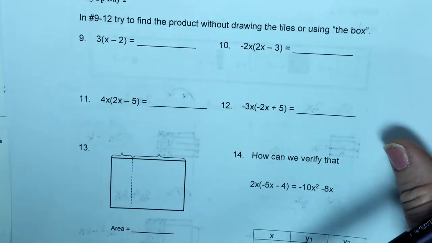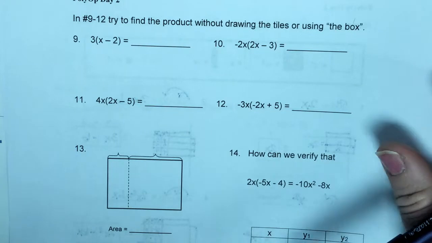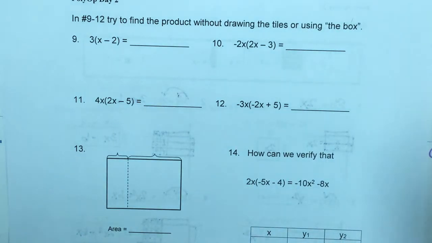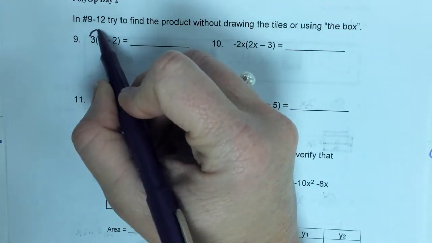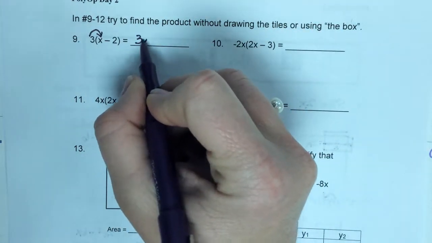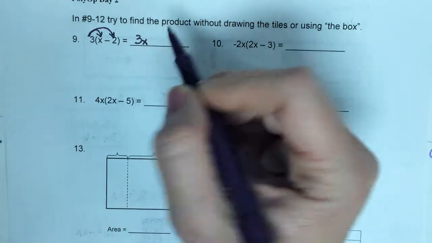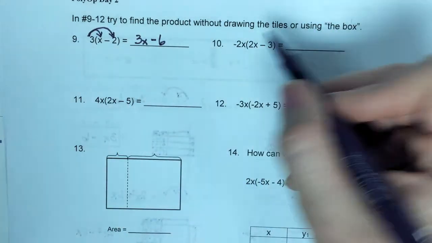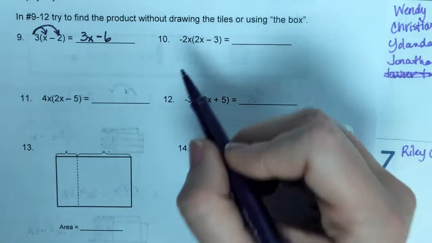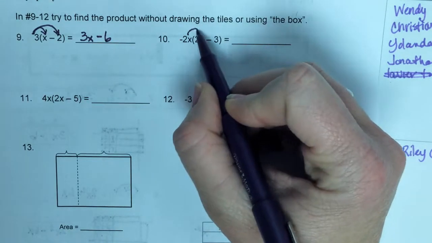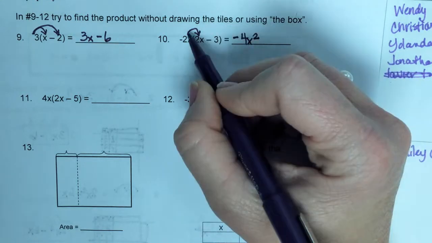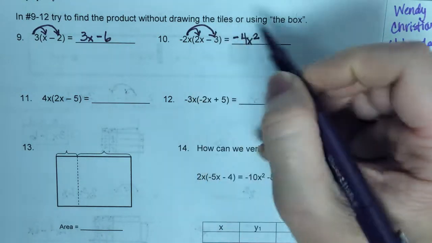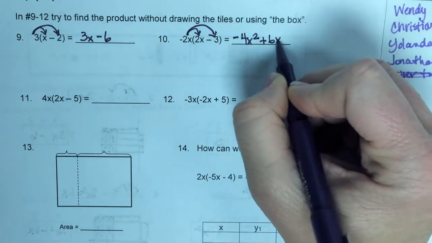Okay, so in numbers 9 through 12, we're going to try to find the product without drawing the tiles or using the box. So we'll just use the distribution. So here for number 9, we have 3 times x, which gives me 3x, and 3 times negative 2 gives me a negative 6. Now, number 10, negative 2x times 2x, that's going to give me a negative 4x squared. And then negative 2x times negative 3 gives me a positive 6x.